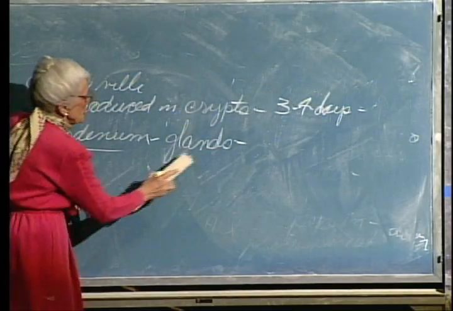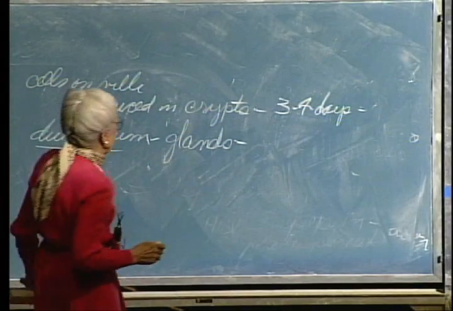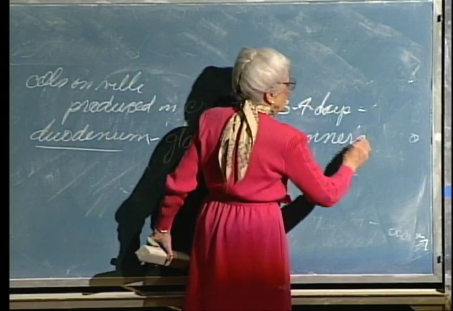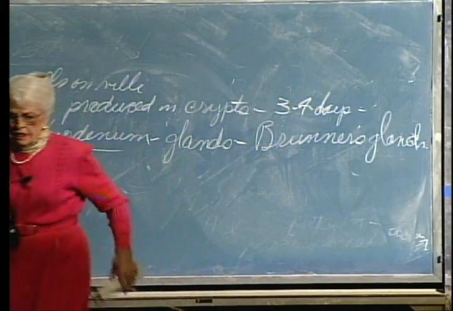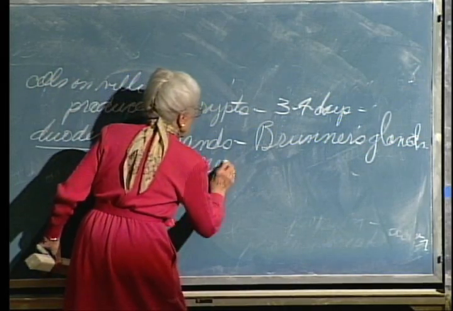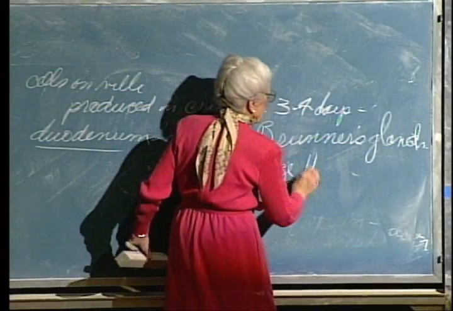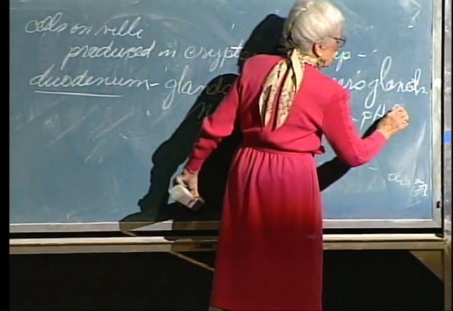And the glands are called what? Brunner's glands. And what's the purpose of Brunner's glands? We've just put in all of this acid into the duodenum with a pH of 1. We've got to neutralize that. So right in the duodenum, you have Brunner's glands to neutralize the HCl and give us a pH then of about 7.6.